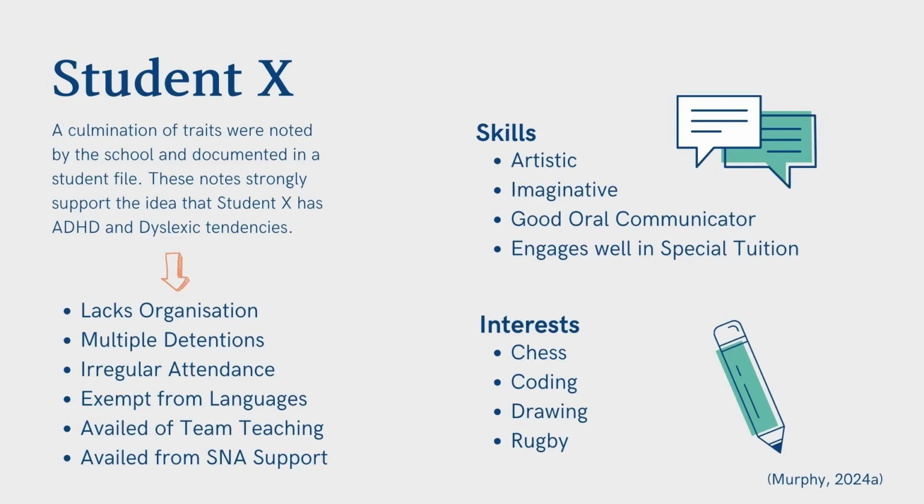While the profile outlined a lot of challenges and issues, it also outlined student X's strengths and interests. It was noted that student X is artistic, imaginative, a good oral communicator, and engages well in special tuition. This point about engagement had me wondering if student X preferred the intimacy of working in smaller groups. And through working with him, I learned that this was the case. It was also nice to see his interests including chess, coding, drawing, and rugby.